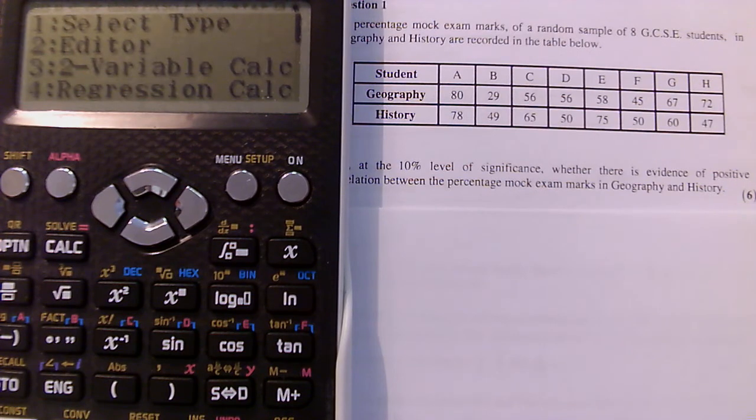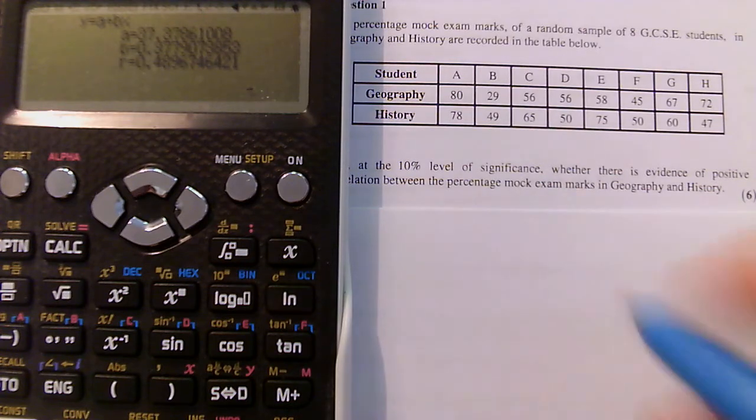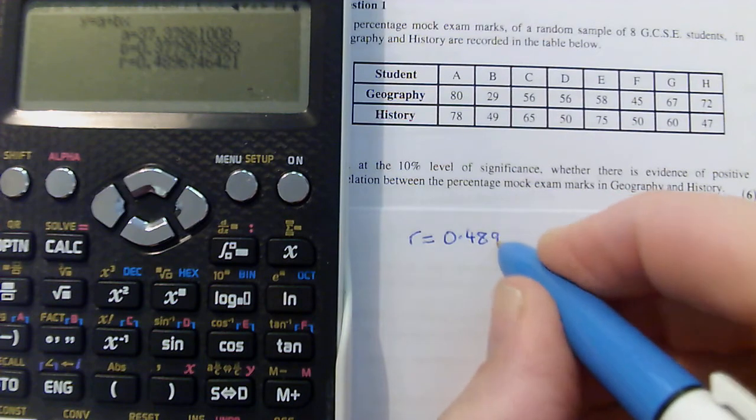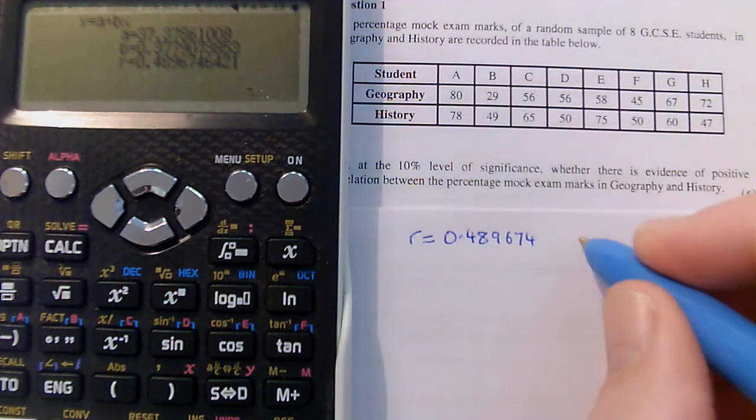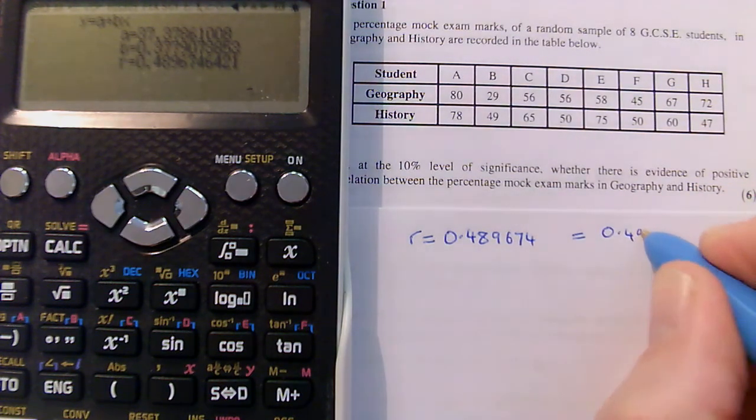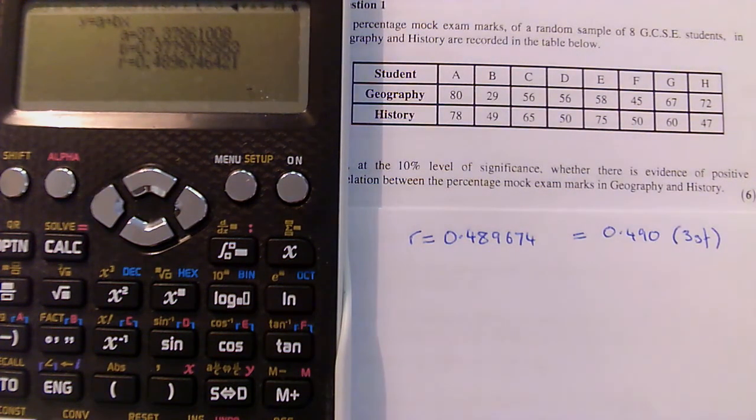So once I've entered that data, I press option. I'm looking for a regression calculation because this is a linear regression model. And here I should get my values for the linear regression model and for the correlation coefficient. On my calculator it says R equals 0.489674. So let's just write that down. R equals 0.489674. Let's just put that to three significant figures: 0.490. Okay, so that's all I need to do now for my calculator.